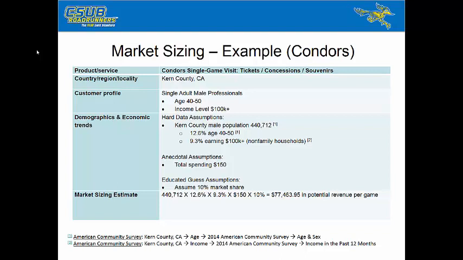The customer profile here, you're going to copy the information on demographics that came out of your customer profile. So the customer vignette information on age, income level of the target population comes in here under customer profile. And then you're going to document where you get each of your assumption pieces of information. So hard data assumptions, the Kern County male population is about 440,000. There's 12.6% that are age 40 to 50 and 9.3% that earn over 100,000.